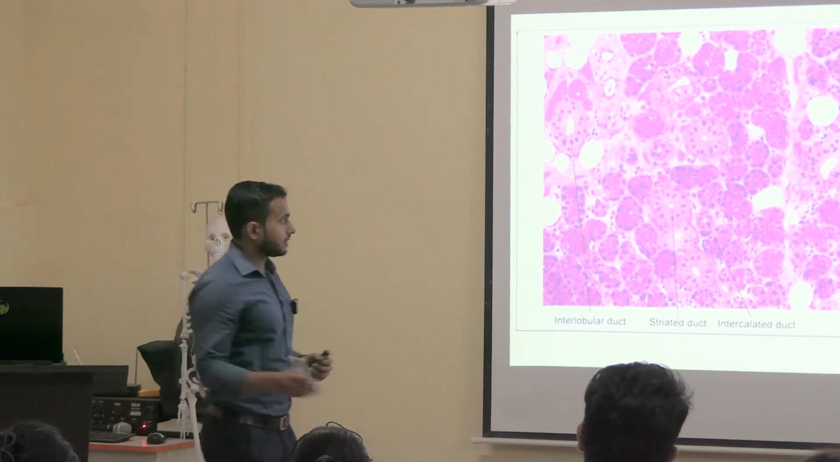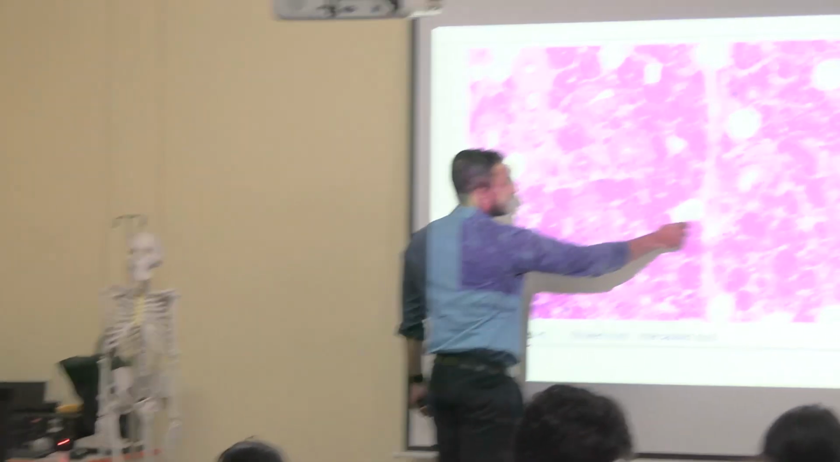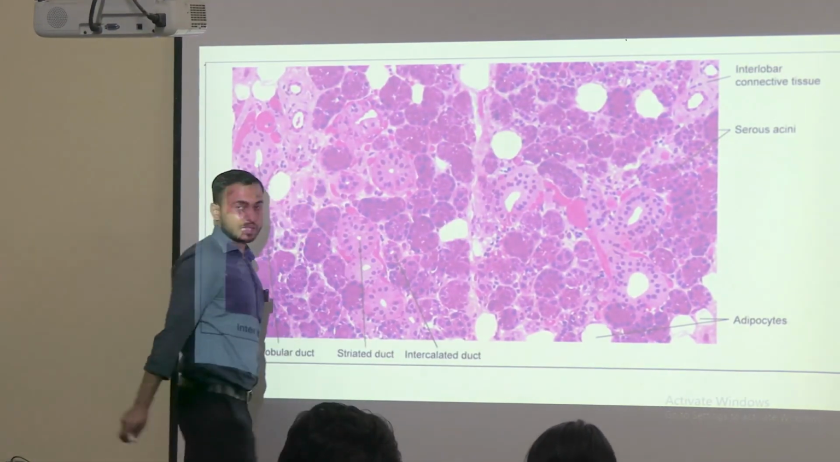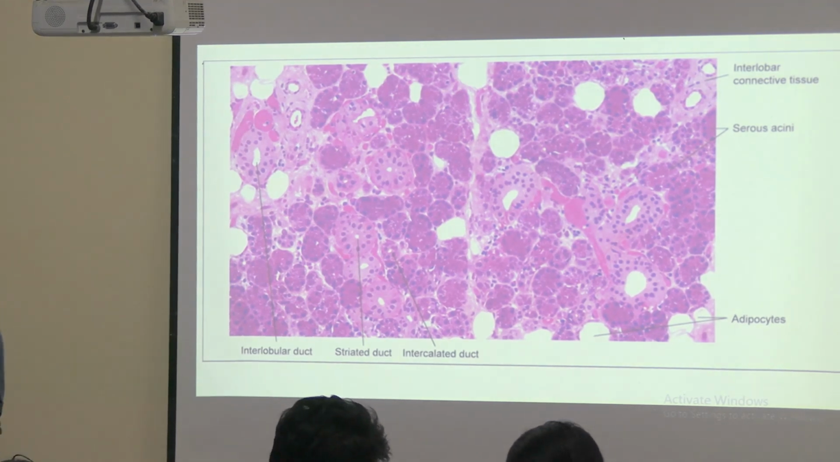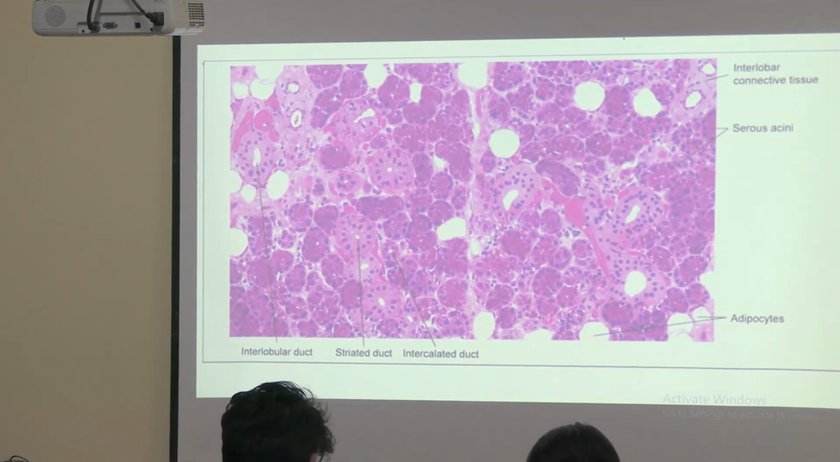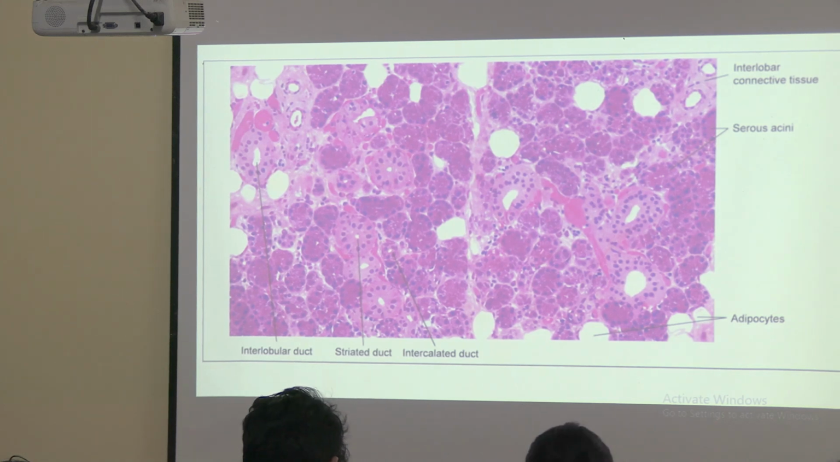Next, can anyone tell me what these empty spaces are? Adipocytes, okay, adipose tissue. That is also present inside the parotid gland. So this is the way to identify the parotid gland.